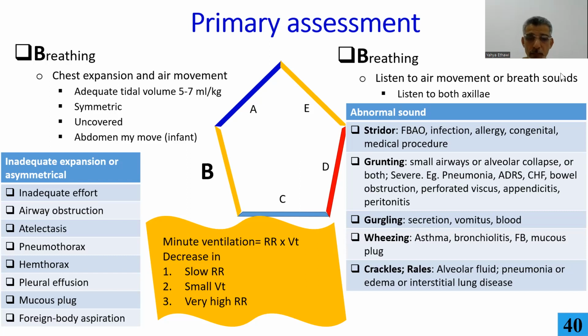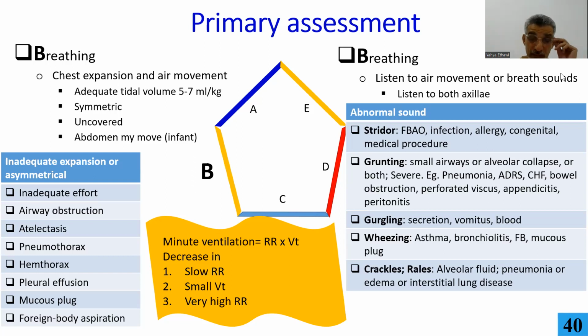When the respiratory rate is slow, you get less minute ventilation, but when the respiratory rate goes high, you also get less minute ventilation, because you don't have time to get enough tidal volume. Remember, tidal volume affects minute ventilation more than the respiratory rate. So minute ventilation decreases when your respiratory rate is slow, when it gets high, and when your tidal volume gets smaller.